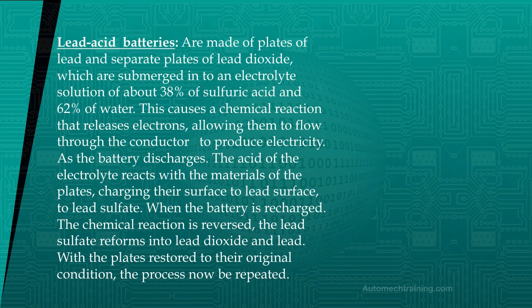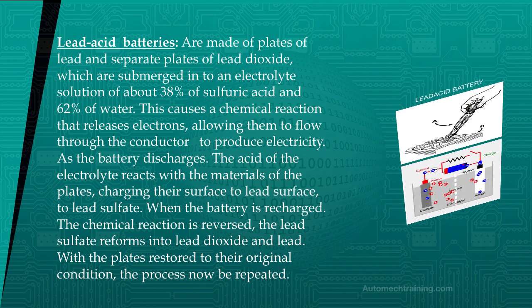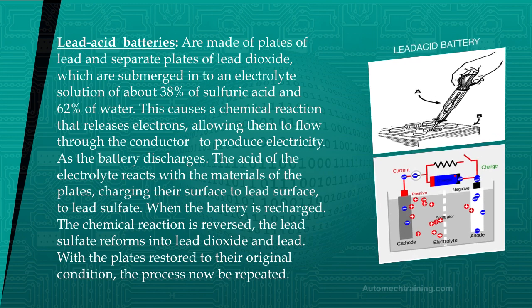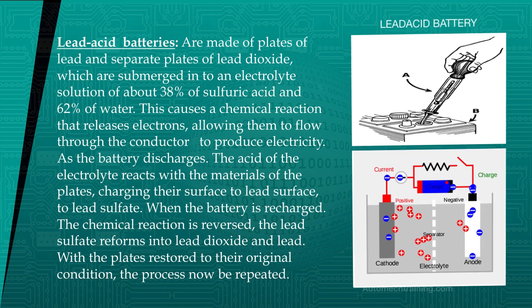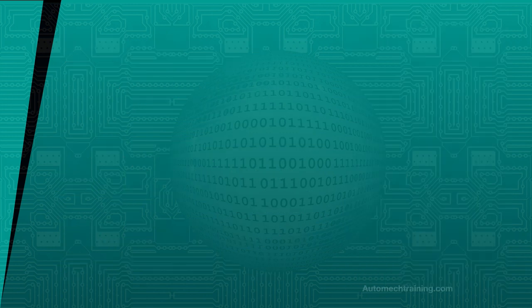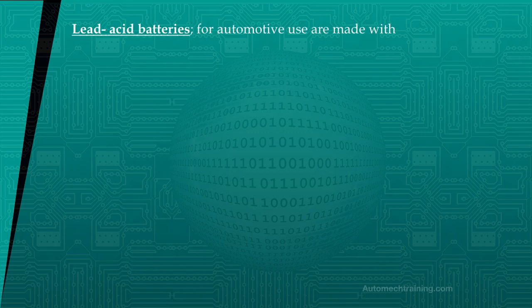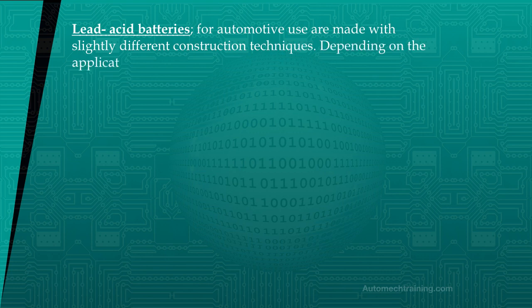Lead-acid batteries are made of plates of lead and separate plates of lead dioxide, which are submerged into an electrolyte solution of about 38% sulfuric acid and 62% water. This causes a chemical reaction that releases electrons, allowing them to flow through the conductor. Lead-acid batteries for automotive use are made with slightly different construction techniques, depending on the application of the battery.